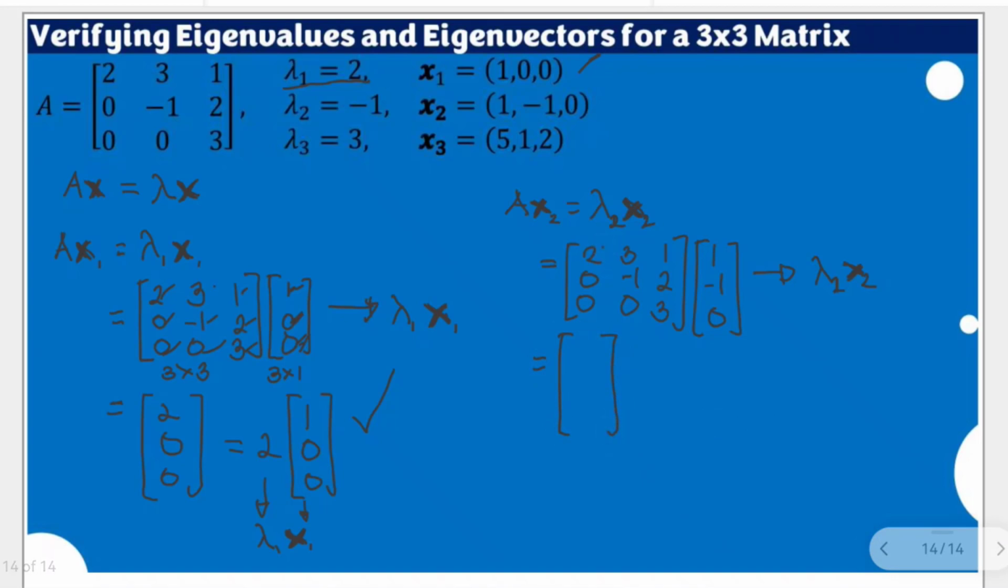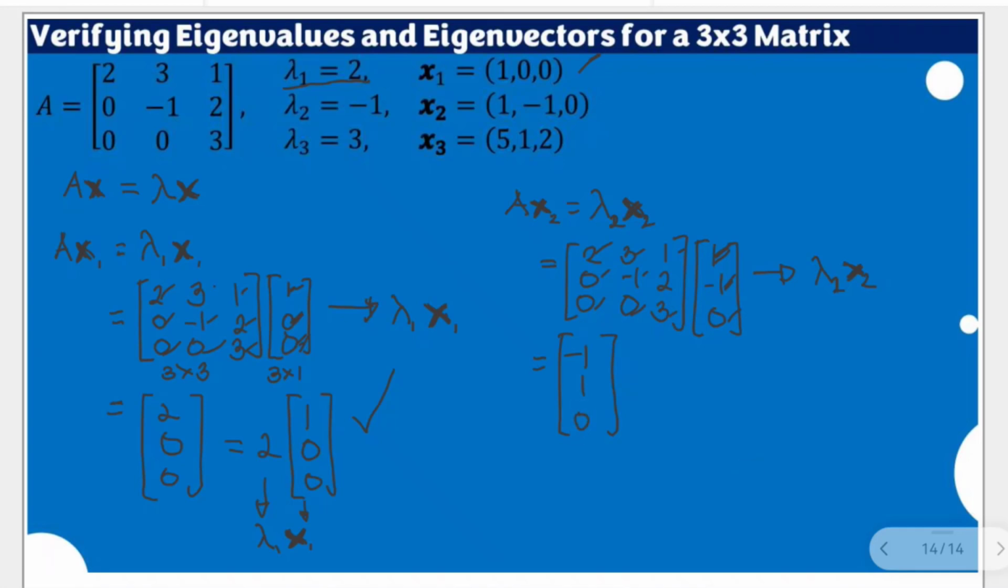2 times 1 is 2. 3 times negative 1 is negative 3. 1 times 0 is 0. So 2 minus 3 is negative 1. Next, 0 times 1 is 0. Negative 1 times negative 1 is positive 1. Then 2 times 0 is also 0. So you have positive 1 here. And finally, 0 times 1 is 0, 0 times negative 1 is also 0, 3 times 0 is also 0. So you have 0 here.